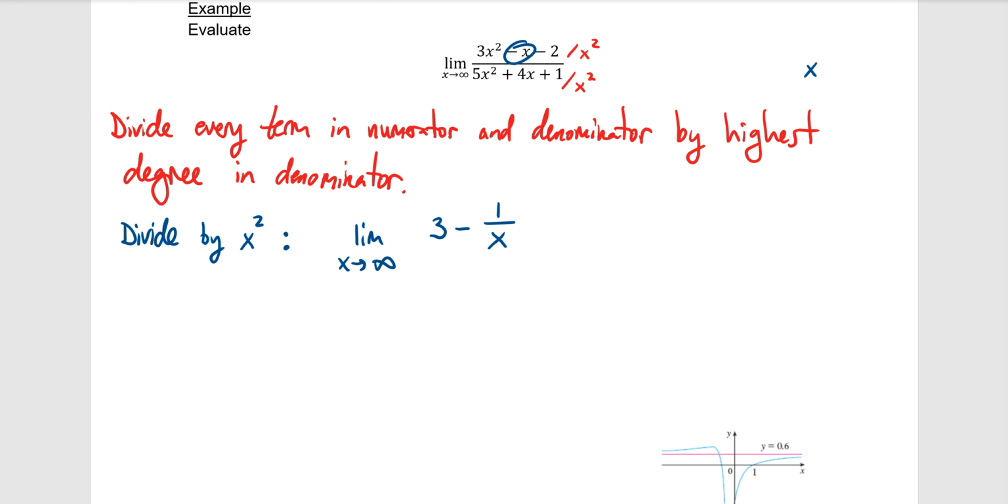And then we have minus 2 over x squared, nothing cancels, so we leave it just like that. So that is the whole numerator. Let's take a look at the denominator. 5x squared divided by x squared is 5. And then we have 4x divided by x squared is 4 over x. And then we have 1 over x squared, so just 1 over x squared.